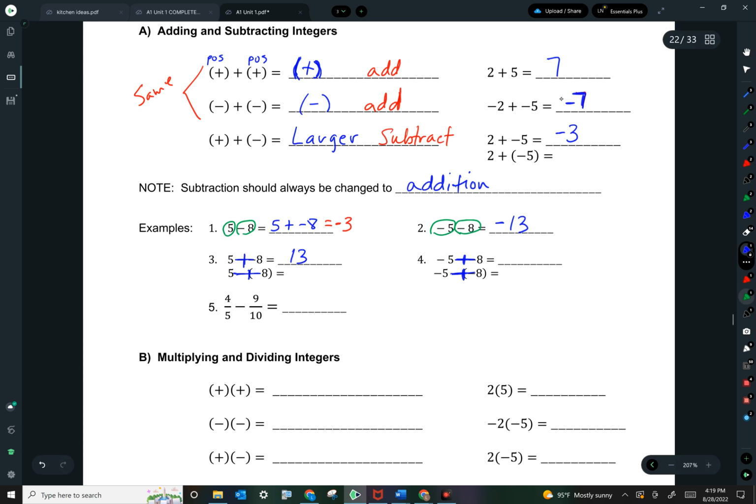So when I look at this, I see a negative 5, a positive 8, which means different signs. So I subtract and then take the sign of the larger. So in this case, positive 3.